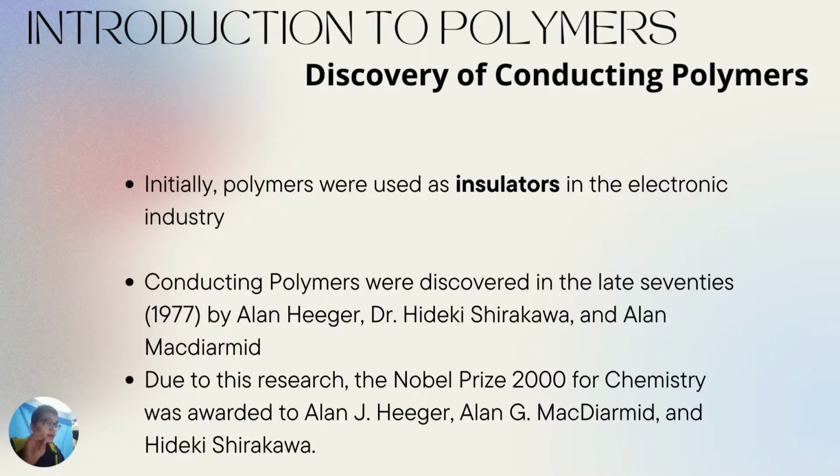But conducting polymers were discovered in the late 70s, that is 1977, not the 17th century. If they were discovered in the 17th century, we may be using those conducting polymers and thrown out copper wires altogether, but these were discovered recently, in 1977, by 3 great scientists.